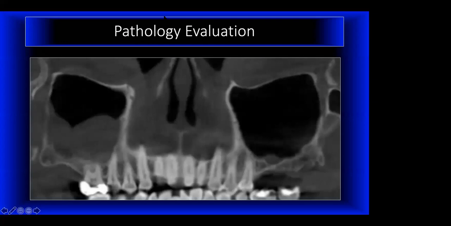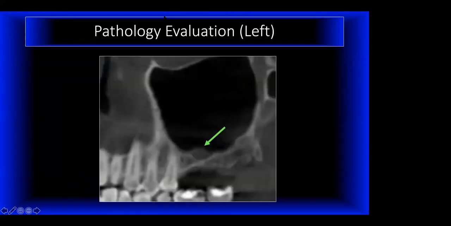What I want everyone to do now is I'm going to give you a little pathology lesson when you're looking at these CBCT scans. So if we look at the right and the left, the sinus should be black. The sinus should be air. So on the CBCT, air is black. Anything that is not air is either a gray or a white color. So usually pathology in the sinus is a grayer color.